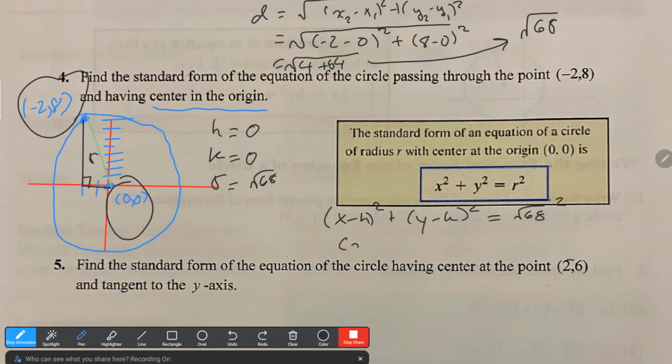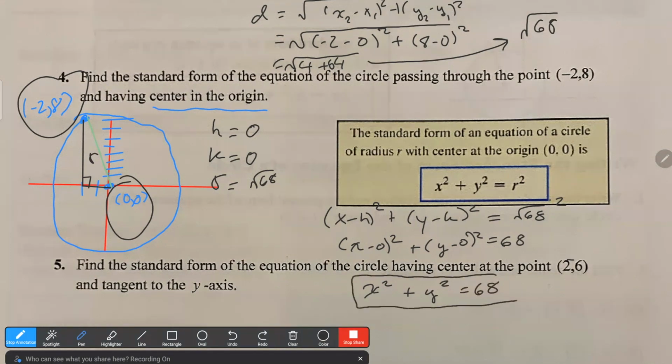So that gives you x minus 0 squared plus y minus 0 squared equals 68. X minus 0 is just x, right? And y minus 0 is just y. So this is your answer. And you can see the hint is that if it's centered at the origin, it'd be x squared plus y squared on the left.